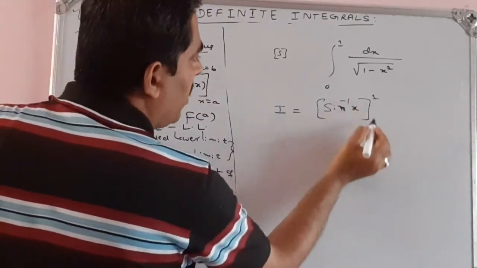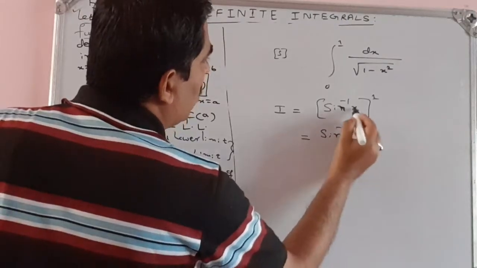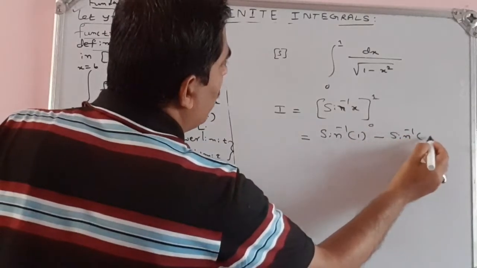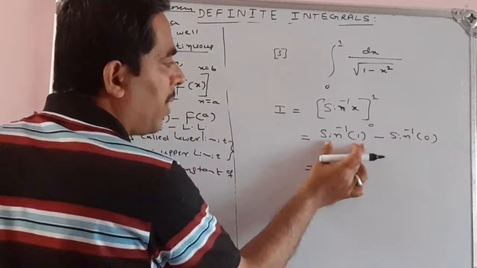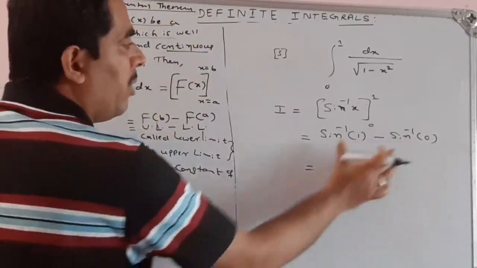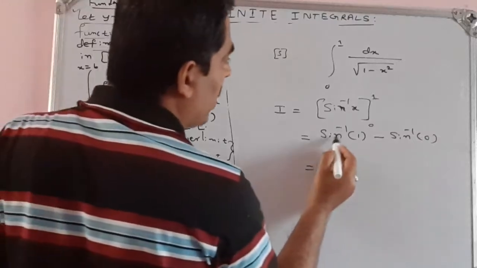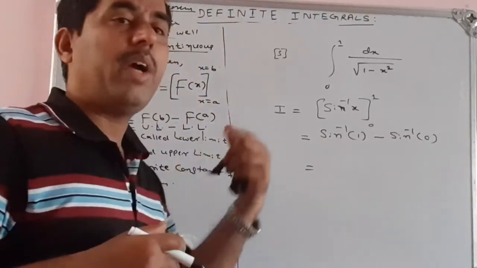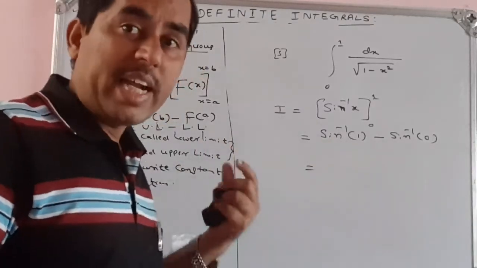Now, the upper limit and lower limit. We have to substitute the upper limit, sin inverse of 1, minus sin inverse of the lower limit, which is 0. This is the antiderivative at the upper limit minus the antiderivative at the lower limit. We have to consider the difference, f of b minus f of a generally. So sin inverse 1. We know inverse trigonometric functions. So sin of which angle gives me 1? We know sin 90 is 1.